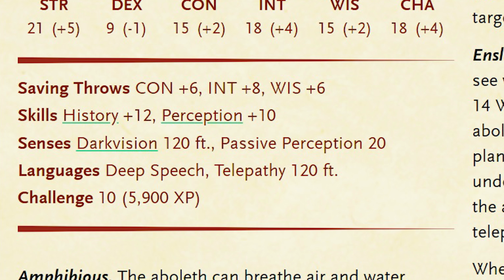Just below the senses is the languages, where it will list out any languages that the creature can speak or read, and any rules that go along with those. And just below that is the challenge rating. Now the challenge rating is a number that specifies how difficult this creature would be to beat for certain level characters. For example, the Aboleth is a challenge rating of 10. That means it would take 4 level 10 player characters to beat this creature and have an okay fight.